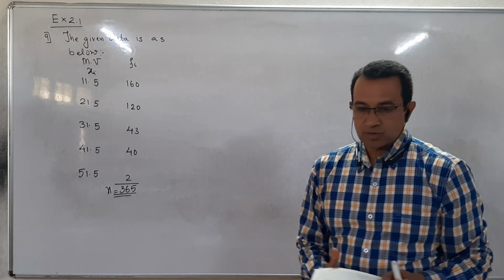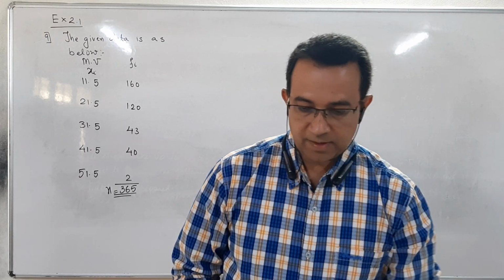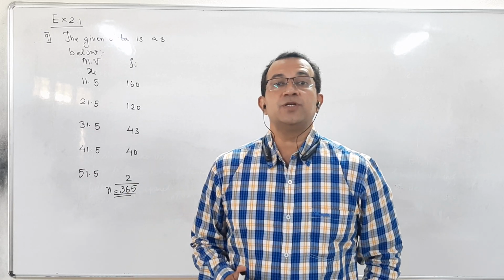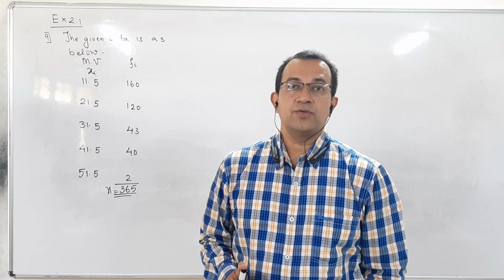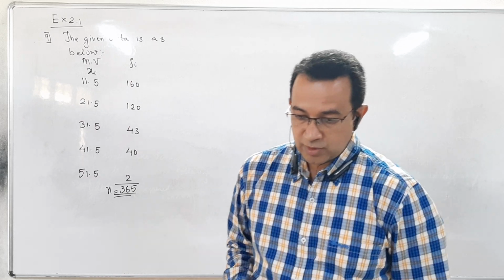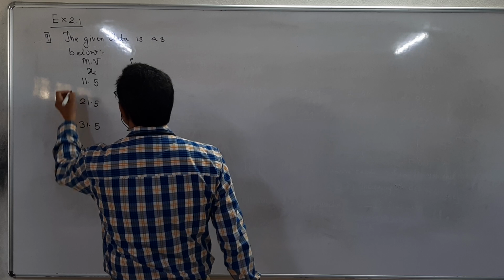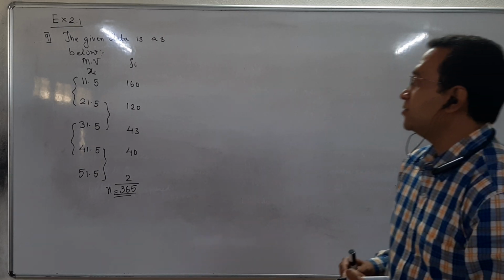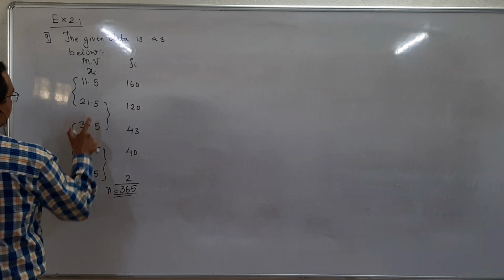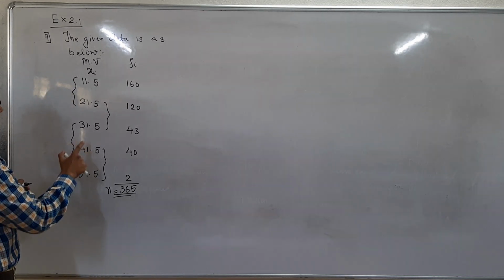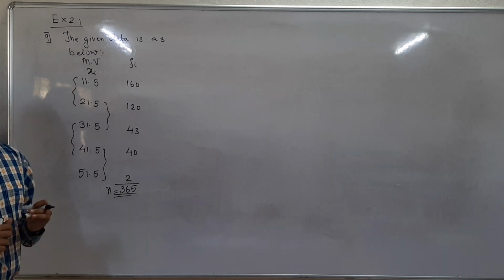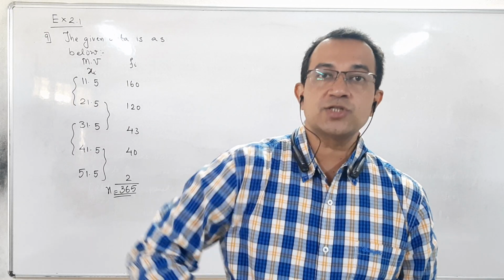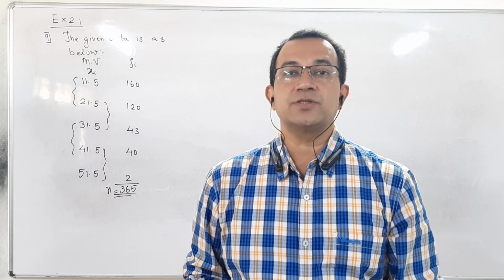Okay, now students, based on this, pay attention here. The difference between two consecutive mid values will be class length. Check pairwise, I am showing the arrows. 11.5 and 21.5, the gap is 10. 21.5 and 31.5, the gap is 10. 31.5 and 41.5, again the gap is 10. So when the gap between two consecutive mid values remains constant throughout, that constant gap becomes the class length.